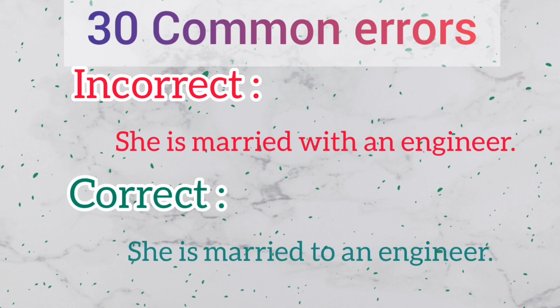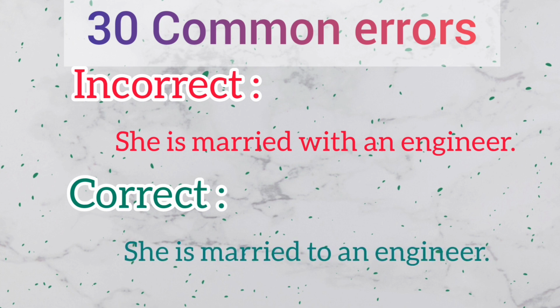Next one is "She is married with an engineer." The correct sentence is "She is married to an engineer." "To" is the correct preposition to use with "married."